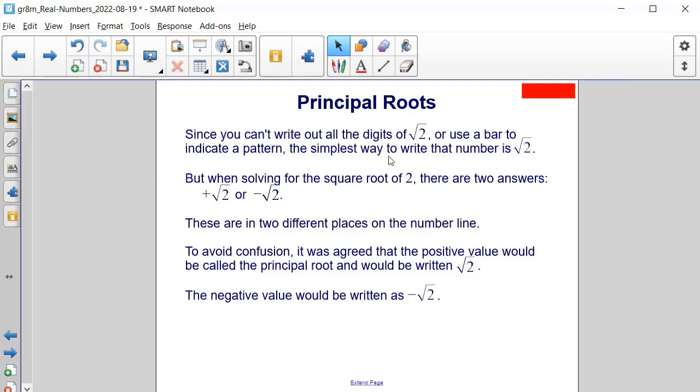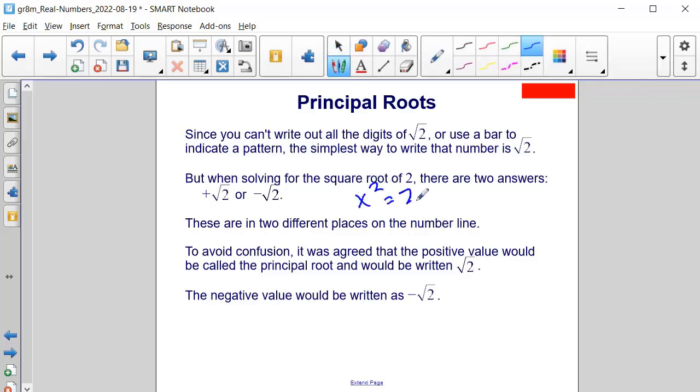But when solving for the square root of 2, when you have x squared is equal to 2, and then you square root both sides to undo the square, there are two answers, positive square root of 2 or negative square root of 2. And these are in two different places on the number line. In order to avoid confusion, it was agreed that the positive value would be called the principal root and would be written as just the square root of 2, meaning you don't have to have the positive sign in front of it.